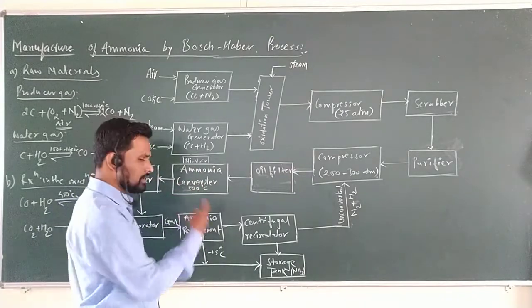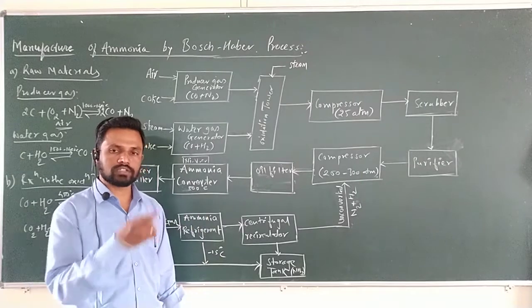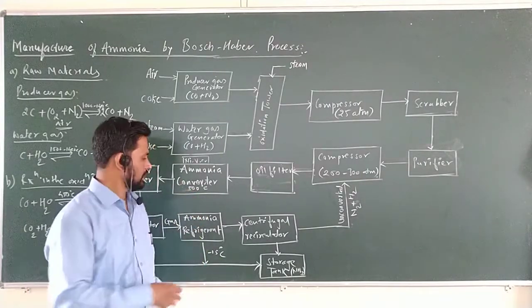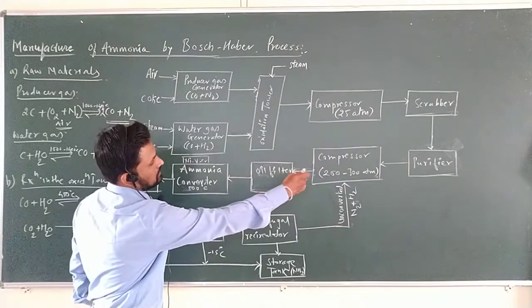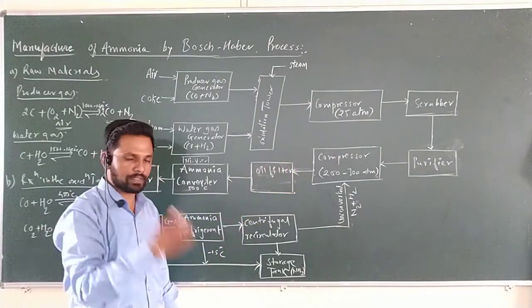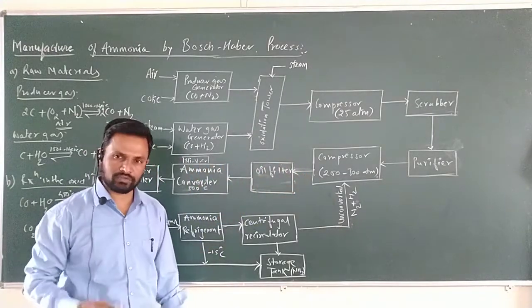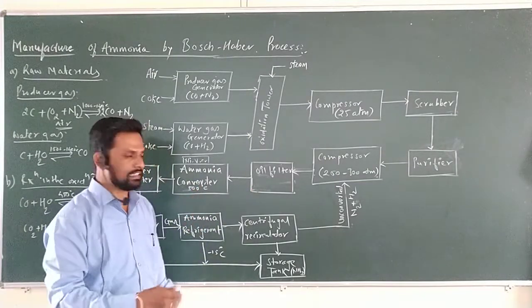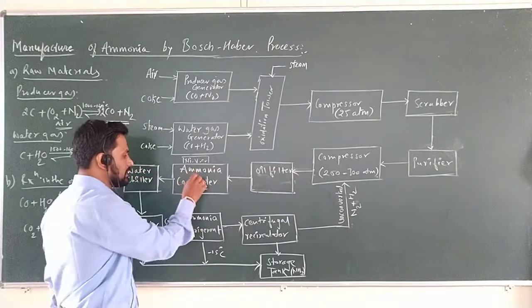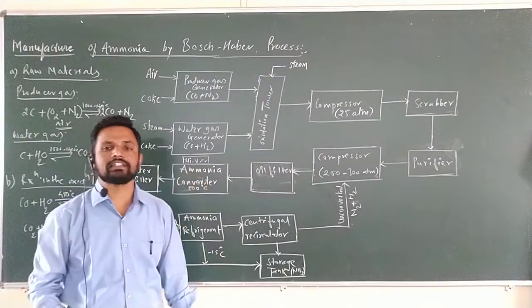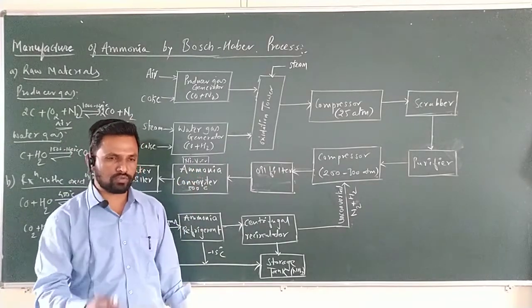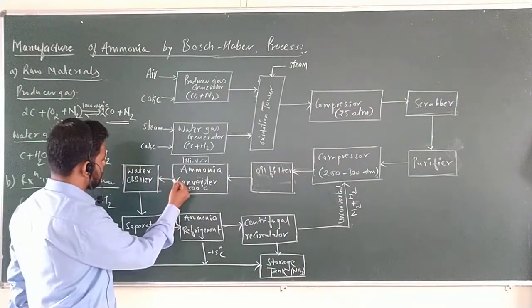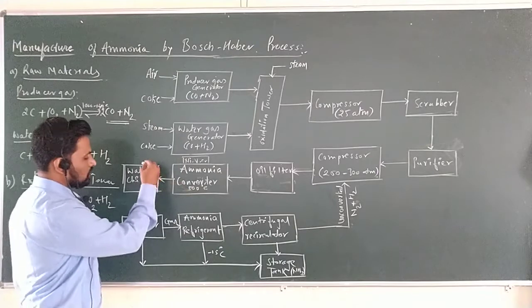Nitrogen and hydrogen both are reacted at a temperature of 500 degrees Celsius, which is the optimum temperature, with the pressure of 200 to 300 atmospheres from compression. So they pass finely through the iron catalyst, and in the converter the reaction takes place, where nitrogen and hydrogen form ammonia, and it further passes toward the water chiller.